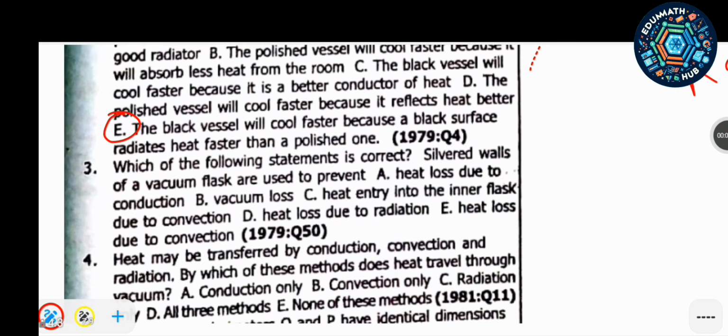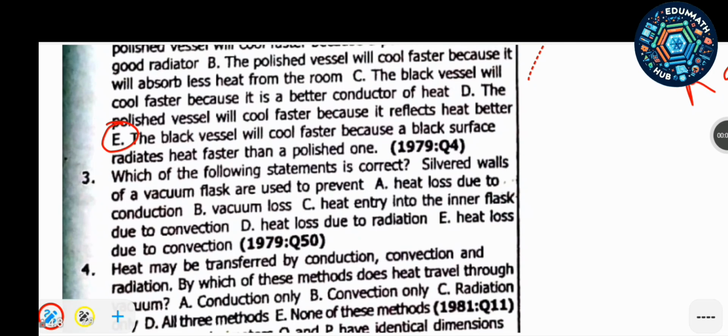Okay, so for number 3, which of the following statements is correct? Silvered walls of a vacuum flask are used to prevent dash. So you need to understand what the vacuum flask is first before you can answer this question. So let's talk about the vacuum flask real quick.